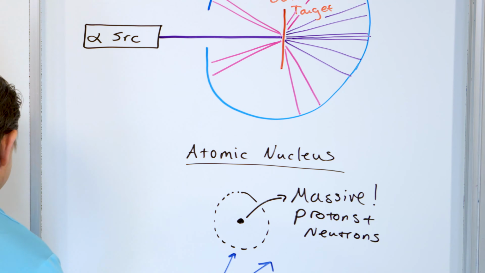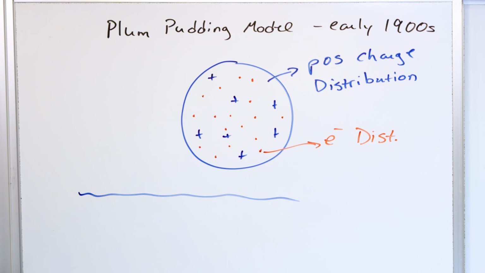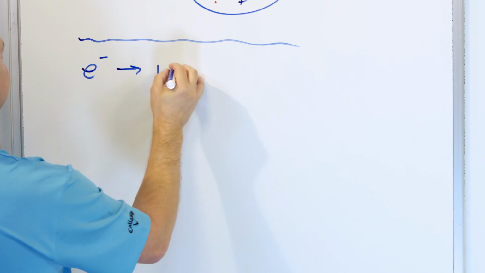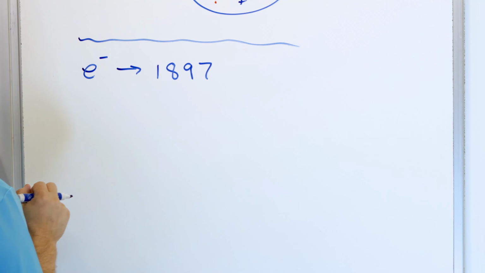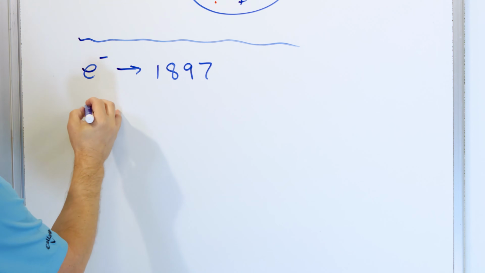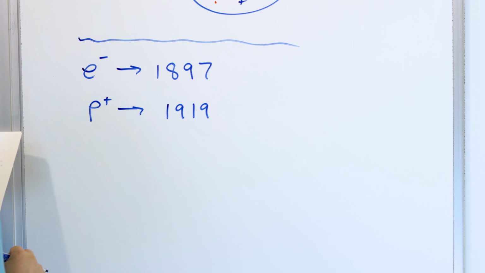All right, so to wrap it up, after all of this and subsequent experiments that followed, the discovery of the electron happened in 1897. That was when the paper was published about the cathode rays and about the electrons, which we called the cathode rays in the beginning. The proton was discovered in 1919, or formalized, after these experiments with Rutherford and with the alpha particles.